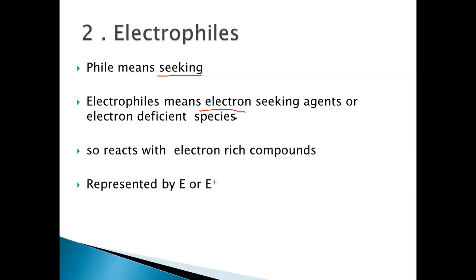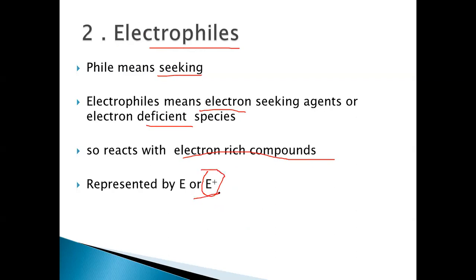Because it is deficient of electrons. So because it is deficient of electrons, it wants the electrons. So it's attracted towards the electrons. What does that mean? It means that it's electron deficient and reacts with electron-rich compounds. That is what electrophiles are: electron seeking, and represented by E plus or E.